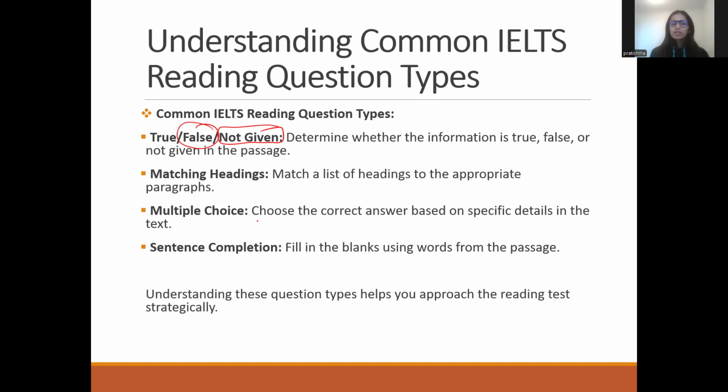Then you have multiple choice. Again, we already know how multiple choice works. And then we have sentence completion. Sentence completion is just fill in the blank kind of questions. So we would just go ahead and do that. These two are probably the easy ones. But I guess matching headings and true and false could be a little bit difficult to do.